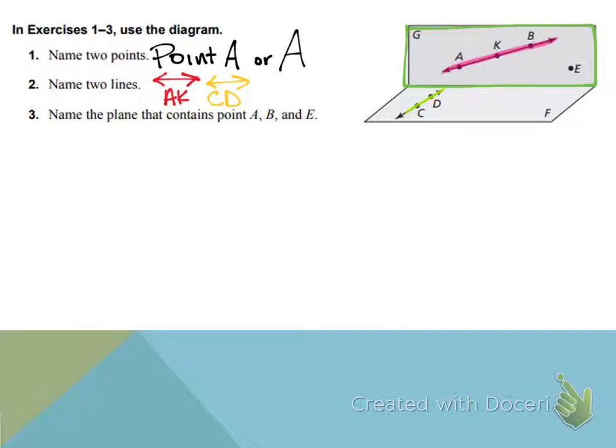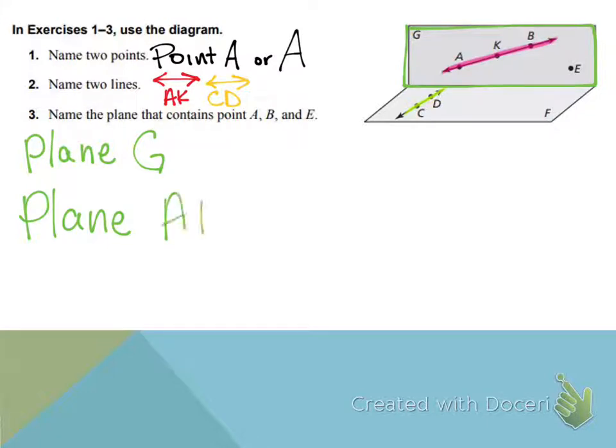Plane. The word plane. And then option 1, we could say plane G. I could use G because is G a point? No. It is not. It's the name of the plane. Or I could use the word plane. And then what would I look for? A, B, and E. I could say A, B, E.